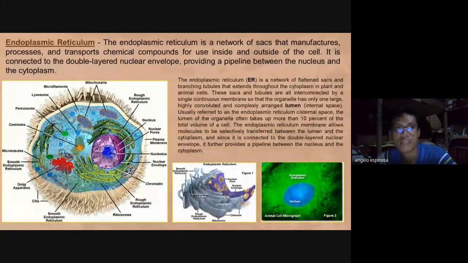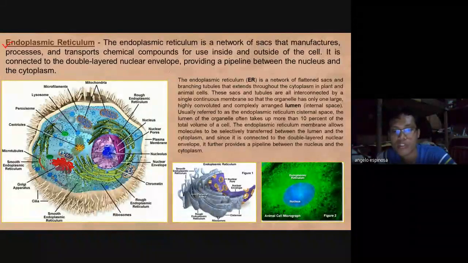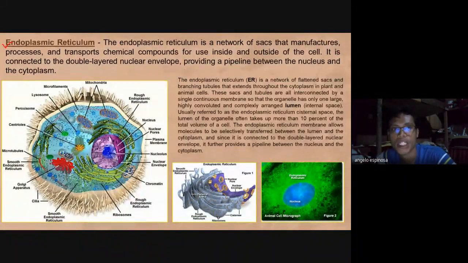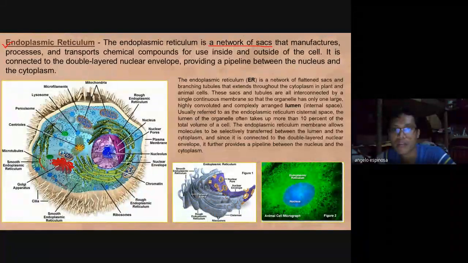Okay? Next, we have the endoplasmic reticulum, or ER. We have two types of endoplasmic reticulum, smooth and rough. The purposes of the two are different. The endoplasmic reticulum is a network of sacs. When you say network of sacs, it means it has openings where the nutrients pass through. Its job is to manufacture, always remember that, and it processes and transports chemical compounds.